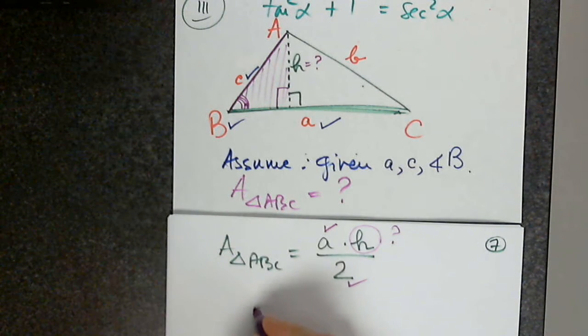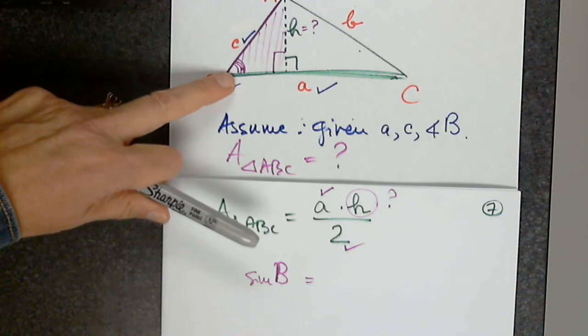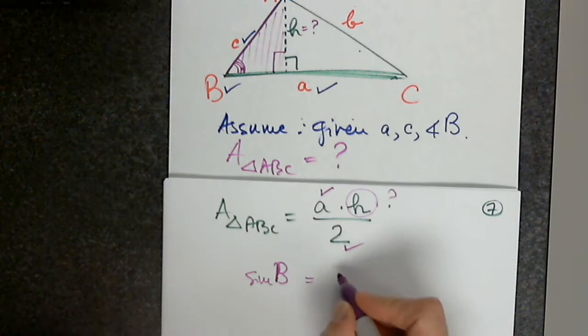Exactly. So please give me sine B. For some reason I wanted to write beta. Can anyone give us sine B? H over C, very good.